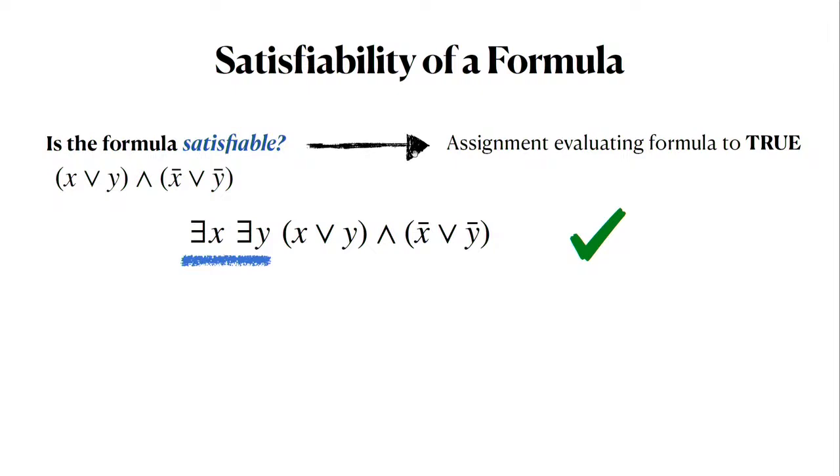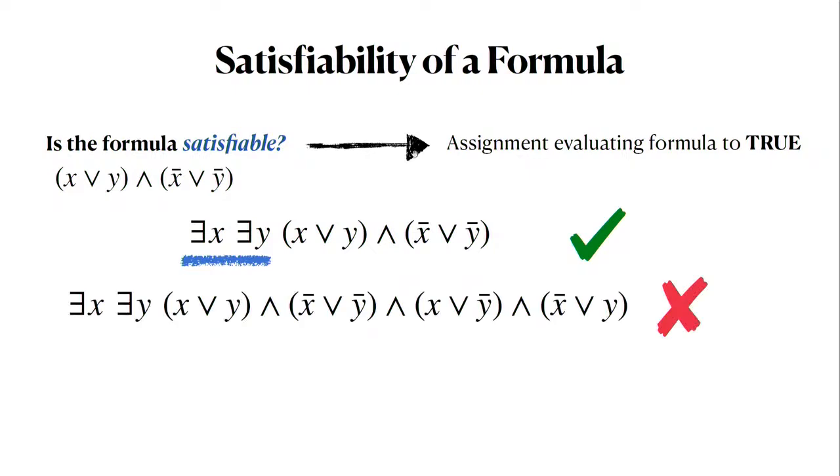Because say I have x equal to 1 and y equal to 0. So x equal to 1, the first clause x or y becomes true, and y equal to 0 tells me x bar or y bar is also true. So true and true gives me true. But suppose I have this formula, there exists x and y, and we have these four clauses. I am saying this formula is not satisfiable.